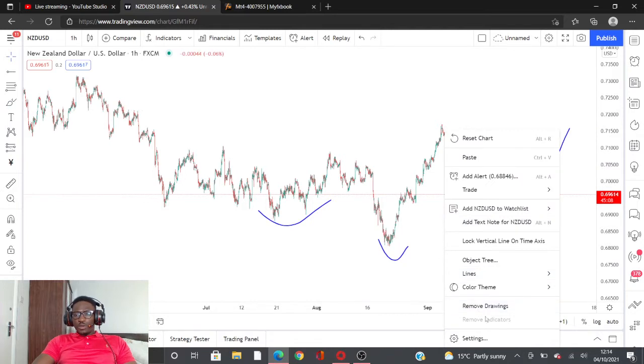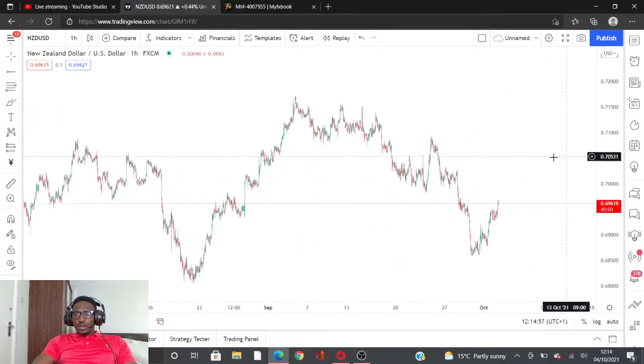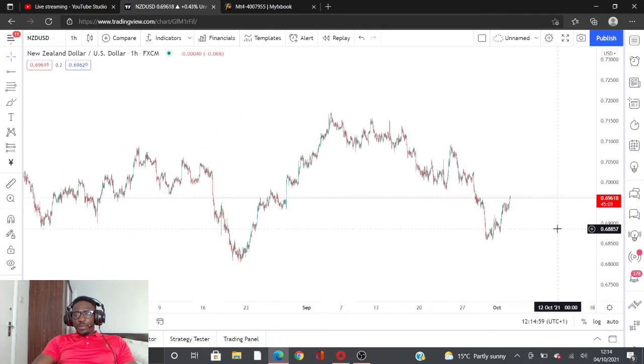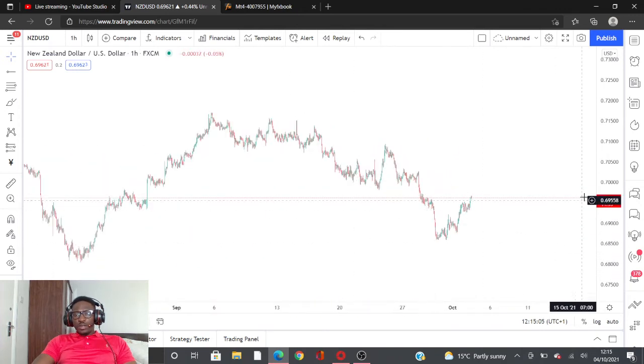So short term, you can probably be looking at New Zealand. The short term is a long trade. Long term is a long trade. But just being on the cautious side that the market could come back and break this low before it continually goes up. It can do that.